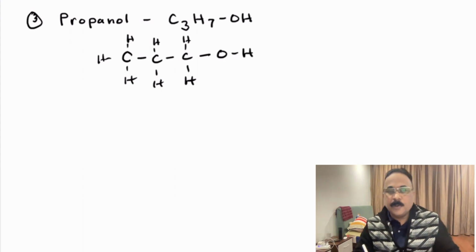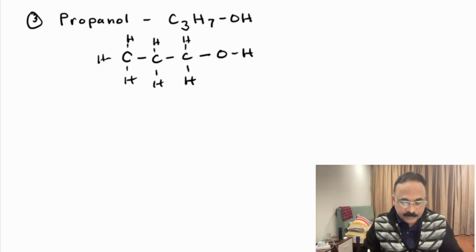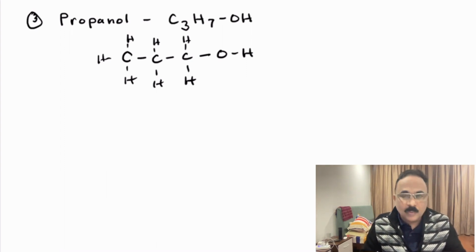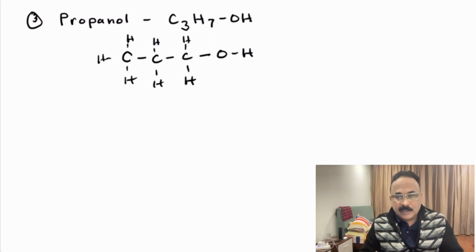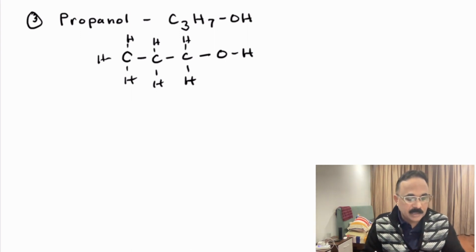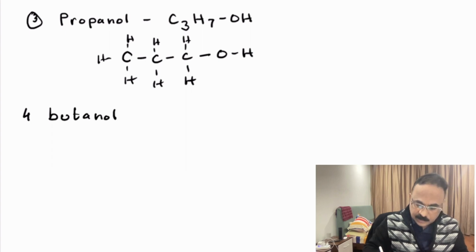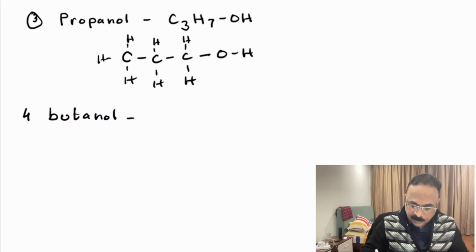So that is propanol. Let's do another one, that is butanol, and sometimes we also call it butan-1-ol. We have an isomer of it, butan-2-ol and butan-1-ol. So let's draw butan-1-ol. What's the fourth one? Butanol, B-U-T-A-N-O-L. And what will be the formula? C4H9OH.